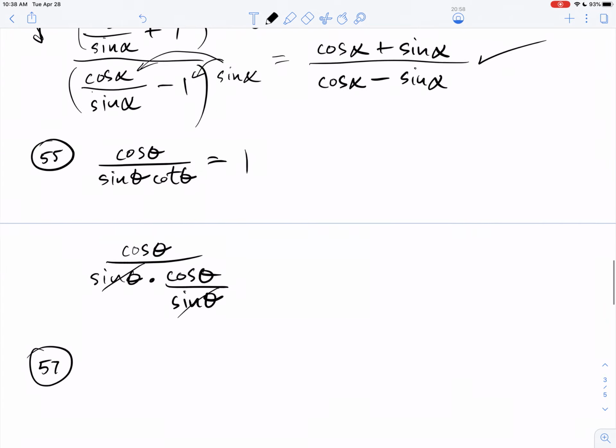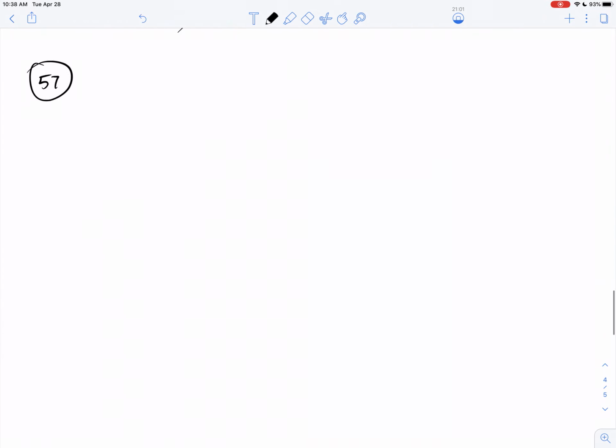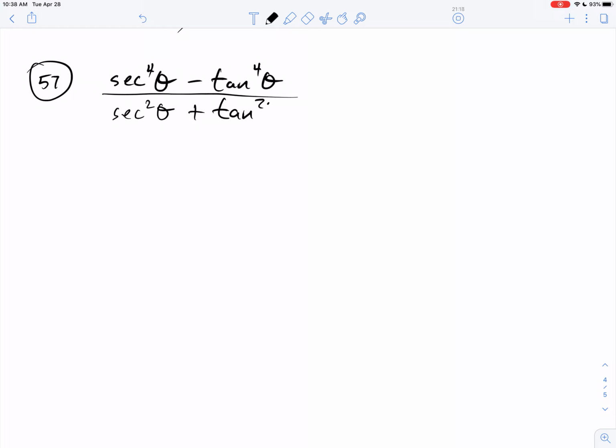Okay, so here we go. I'm going down to 57, and this is our last problem. Number 57. If you do the first step correctly, this thing is done in one step. So here we go. They want this thing to say this when they're done. That's what they want. Guess which side I'm about to work on? The more complicated looking side.